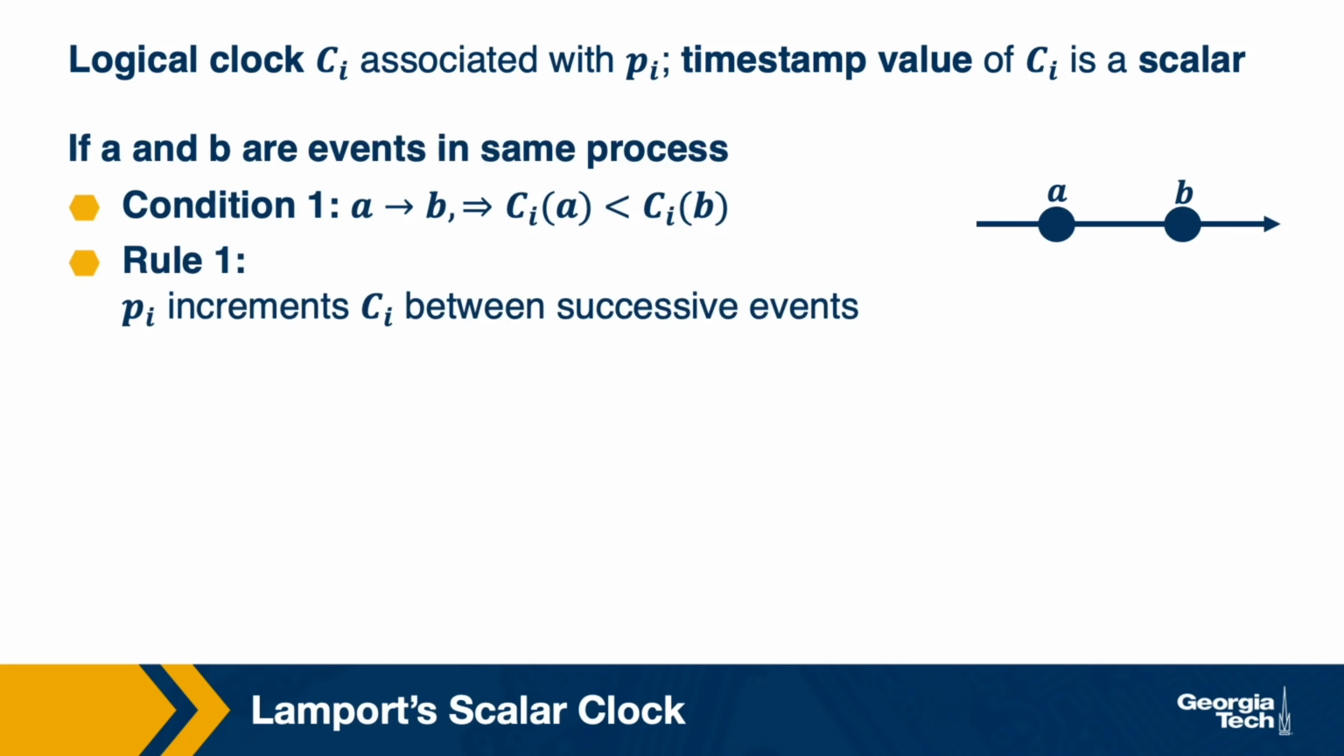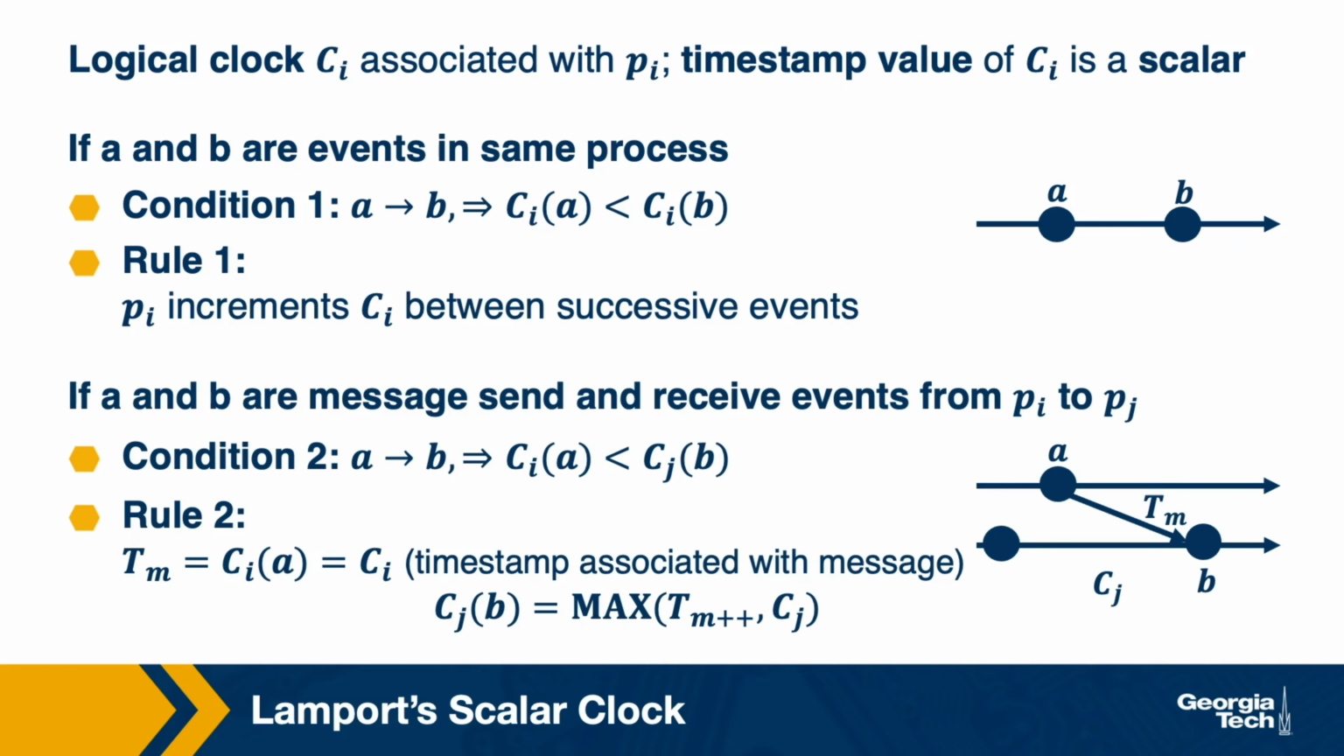The rules for how the timestamps are updated can be observed from the following conditions which must be satisfied. For two events, A and B, which are in the same process, if A happens before B, then the timestamp of A must be smaller than B. From this condition, it's easy to determine the first rule. A process has to increment the value of its logical clock each time it generates a new event.